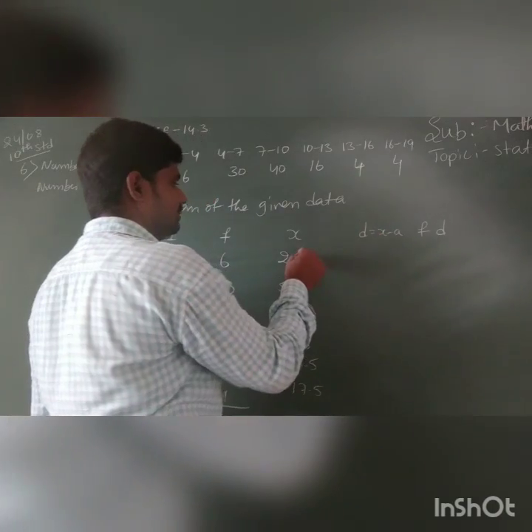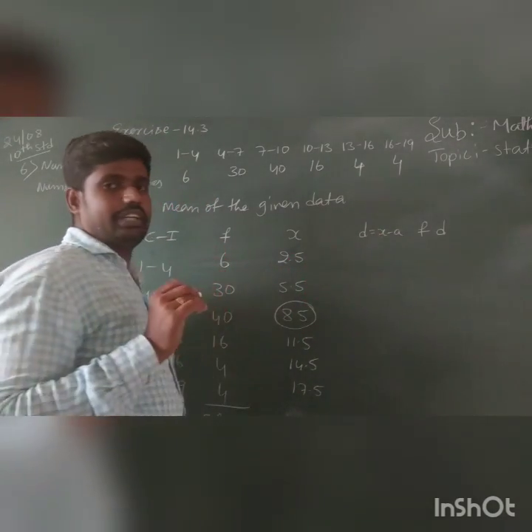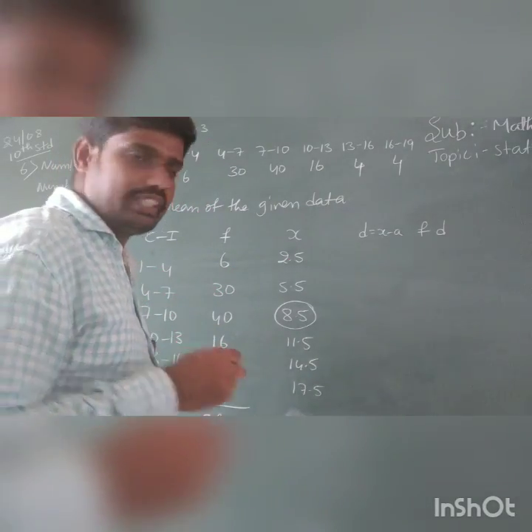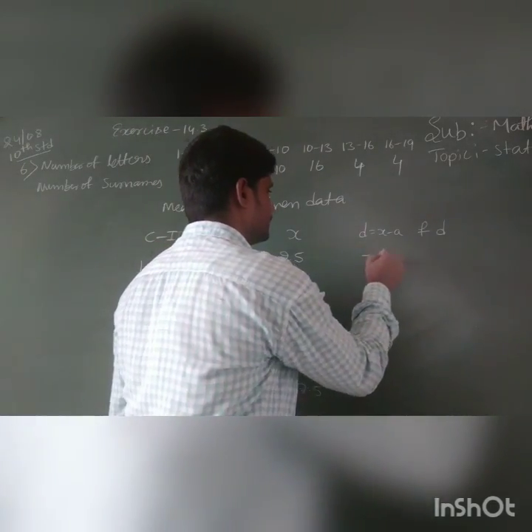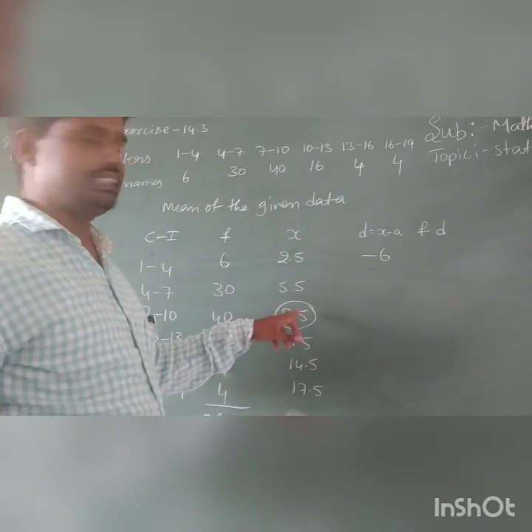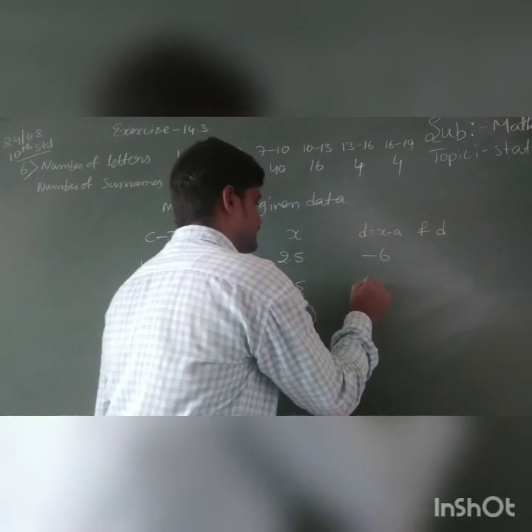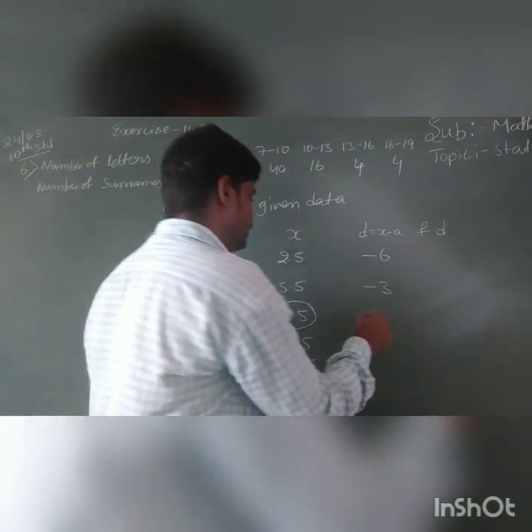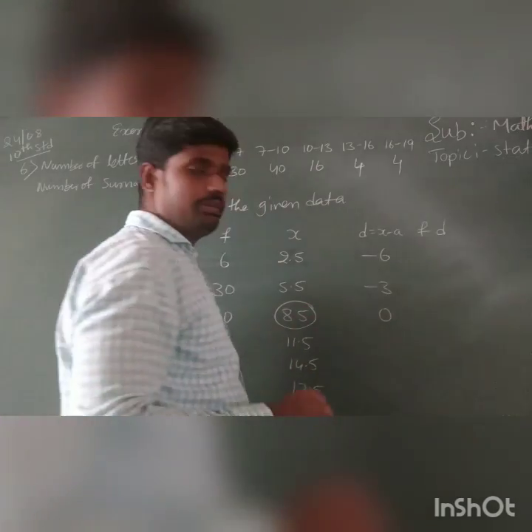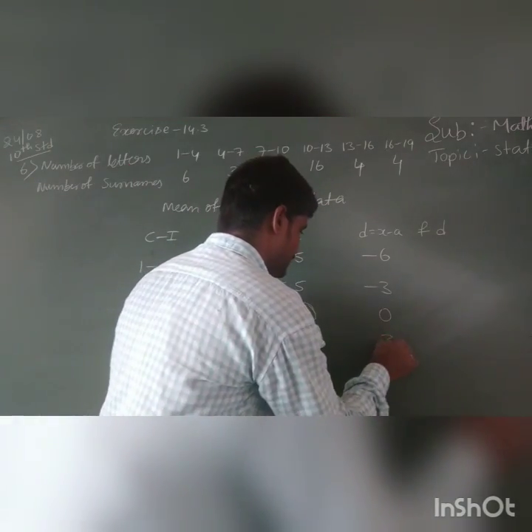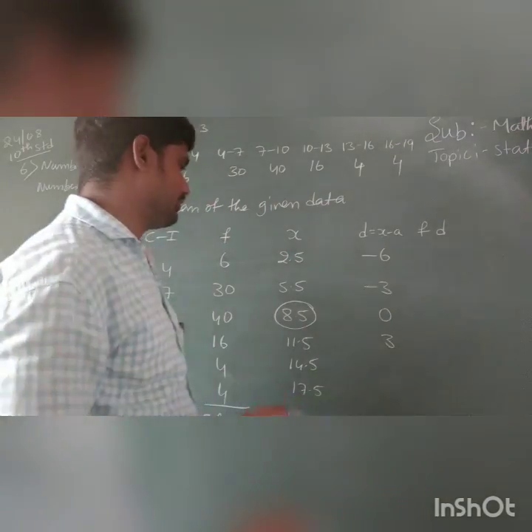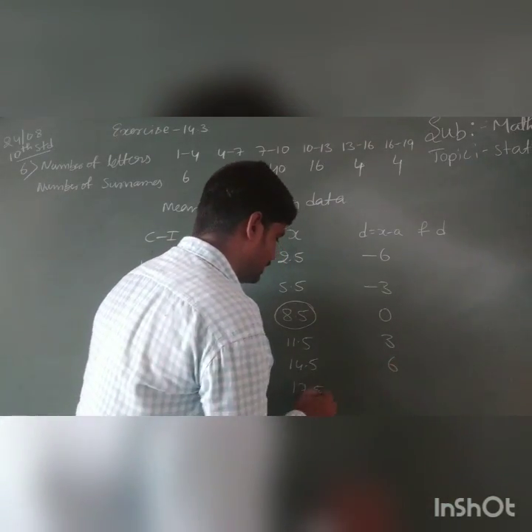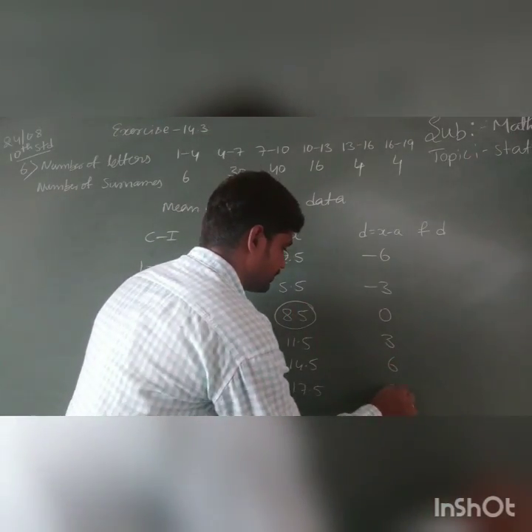Now, what is the value of d? x minus a means 2.5 minus 8.5. 2.5 minus 8.5 is minus 6. 5.5 minus 8.5, minus 3. 8.5 minus 8.5, 0. 11.5 minus 8.5, 3. 14.5 minus 8.5, 6. 17.5 minus 8.5, 9.